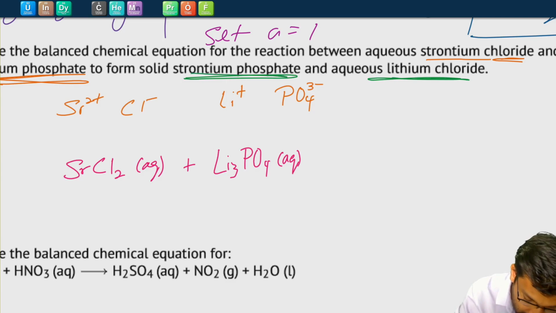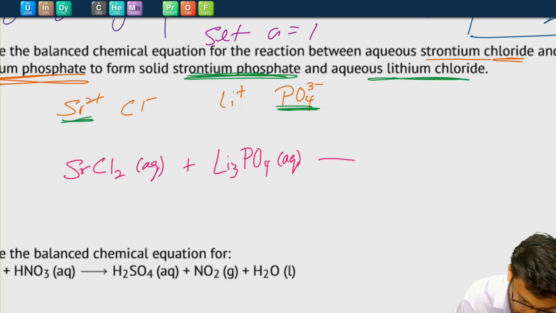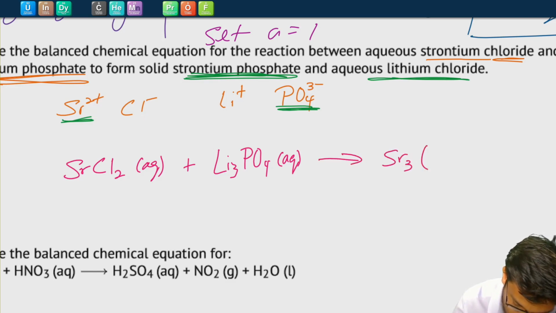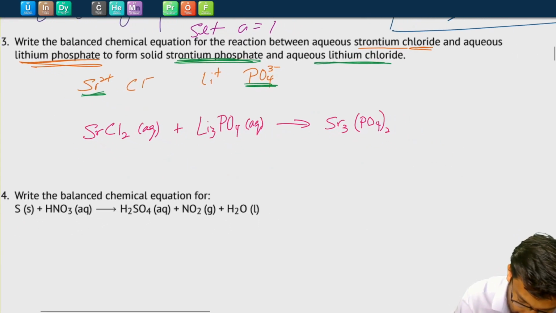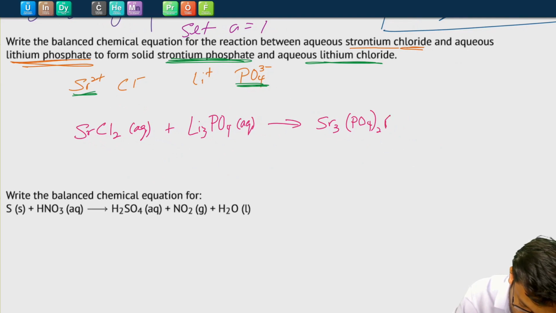Let's look at strontium phosphate. Again, strontium has a charge of 2+, phosphate has a charge of 3-. So to balance that, we need 3 strontiums and 2 phosphates. So let's write that. So we have 3 strontiums and PO4, 2 phosphates. And it tells us that this is a solid.